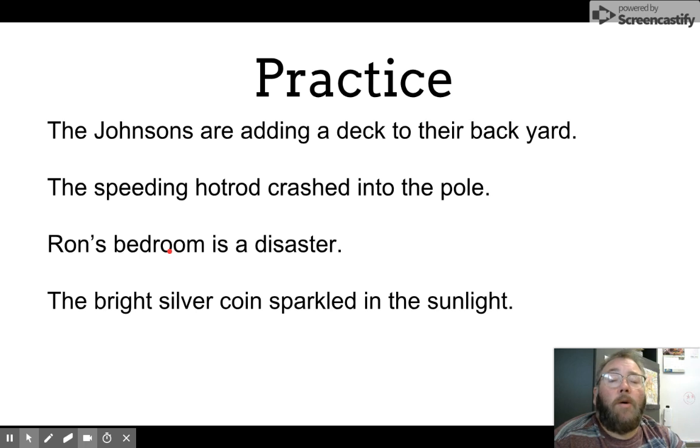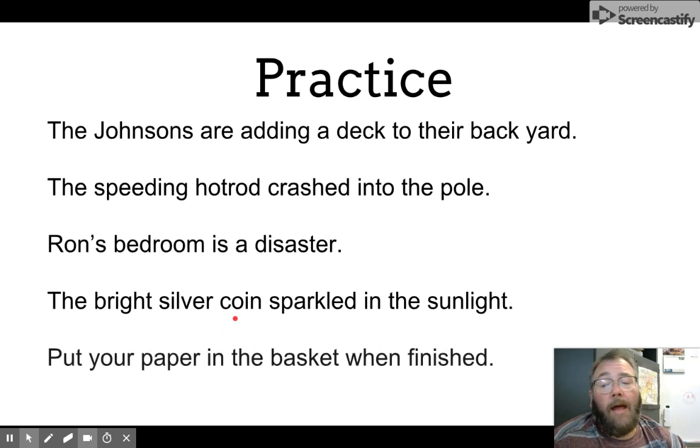The bright silver coin sparkled in the sunlight. What's doing the sparkling? A coin. And last, put your paper in the basket when finished. Uh-oh. Who is the sentence about? Or what is the sentence about? Is it paper? Is paper the subject?